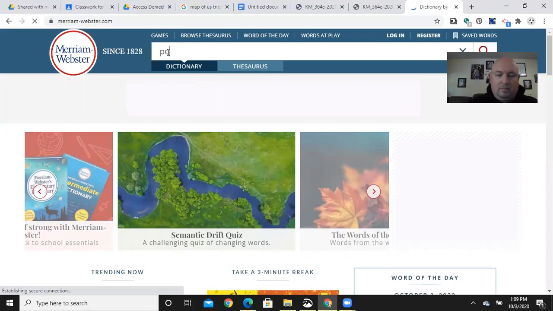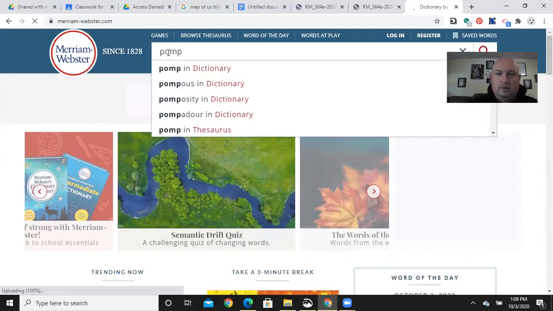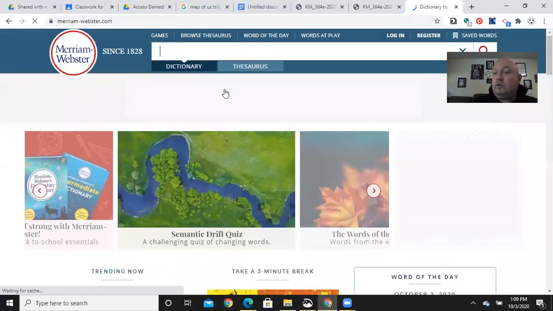Now I'm going to put in the word pomp. Let's do it in the dictionary. And you saw that there are some other words that were right after, like pompous. And we know that's someone who's very boastful.